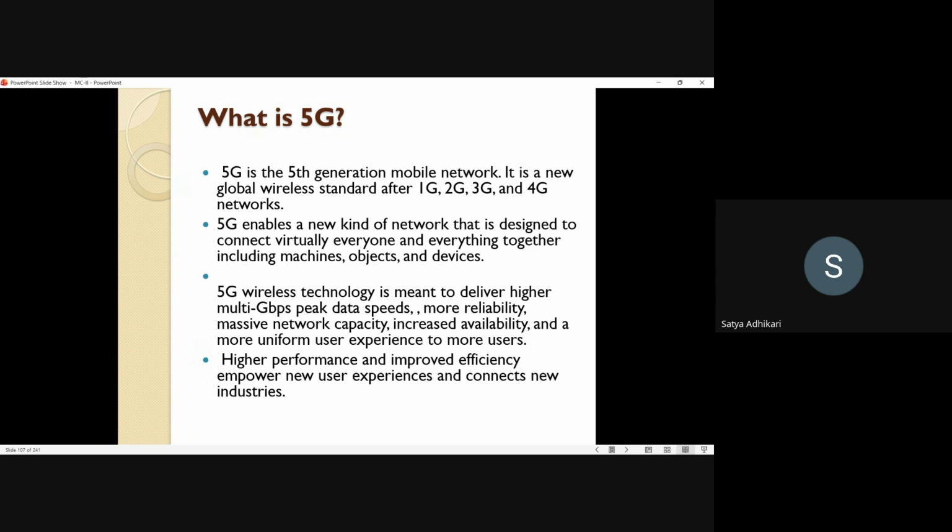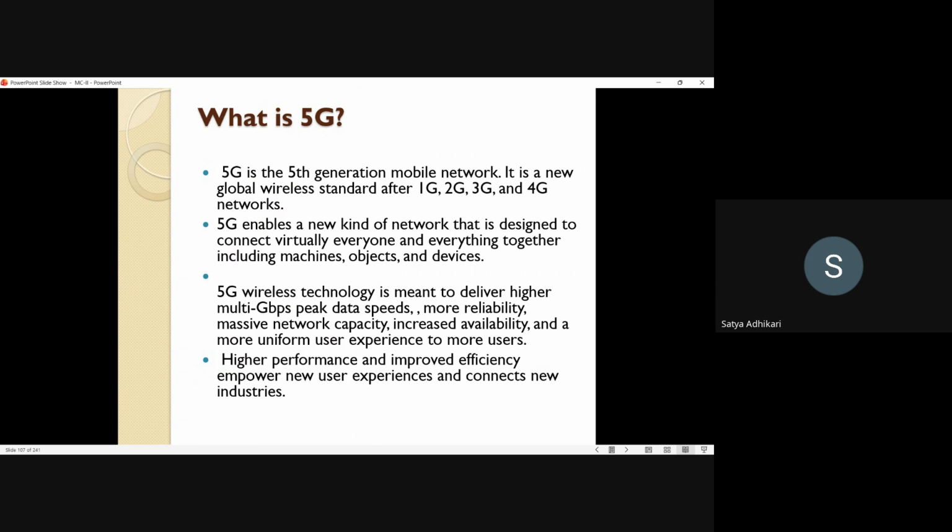The fifth generation. So we have already discussed 1G, 2G, 3G, and 4G: 4G LTE, LTE Advanced, LTE Advanced Pro, and sometimes 2.5G, 3.5G, and then 5G technologies. 5G enables a new kind of network that is designed to connect virtually everyone and everything together, including machines, objects, and devices.